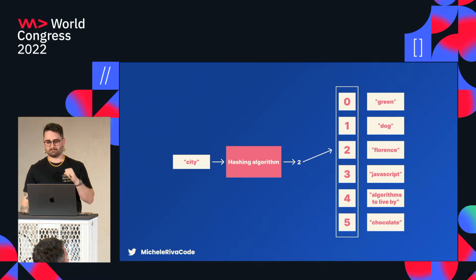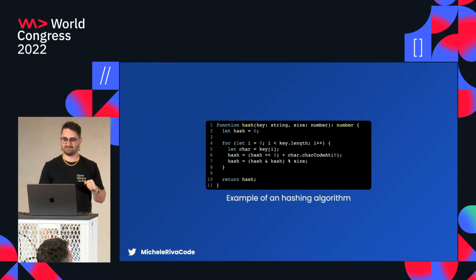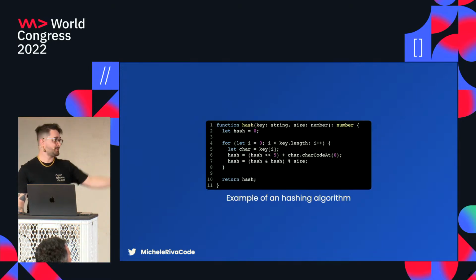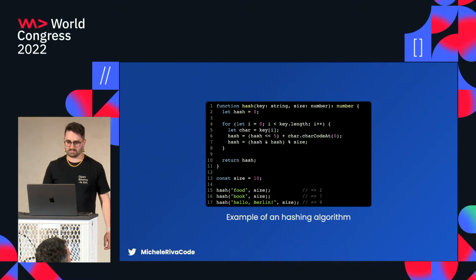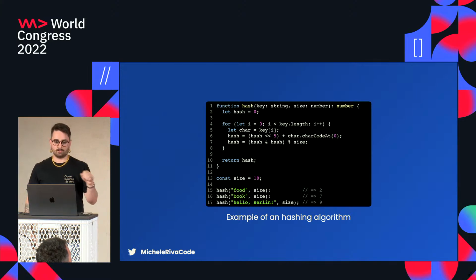Now you might be thinking, the hashing algorithm must be really, really hard, right? But actually, it's not. 11 lines of code, it's all you need. I mean, it's not super performant, but it explains well how it works. So you basically create a number out of a string, where the number can't be greater than the maximum length of the array. So for example, if you perform the hashing of food with a size of 10 for our array, it will give us 2. Book will give us 7. Hello, Berlin gives us 9.